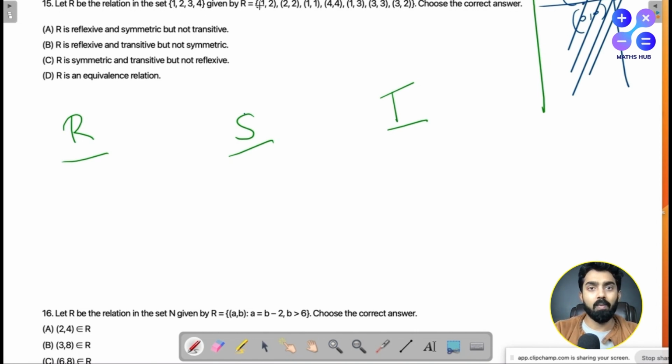Yes. So for 1 we have (1,1). Yes, that works. For 2 we have (2,2). Yes. For 3 we have (3,3). Yes. For 4 we have (4,4). Yes. So it is reflexive. Every element is related to itself. So it is reflexive.